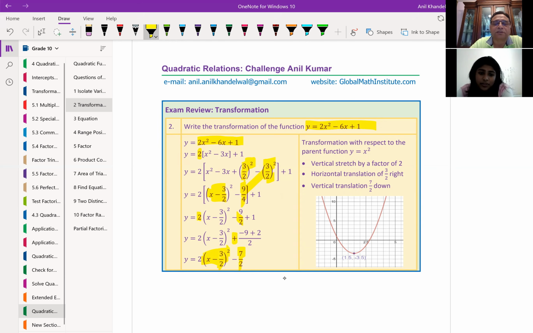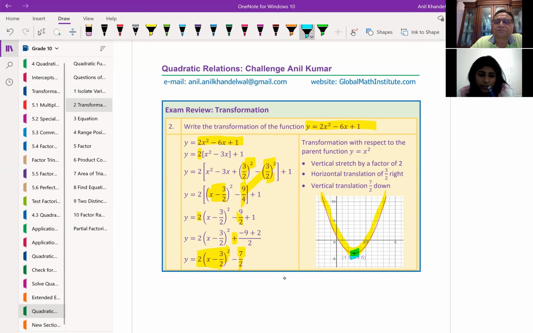Perfect. Now, can you explain the transformation? So, yeah, I would start by doing a quick sketch just so I can get an idea in my head. Correct. So we know the turning point is at 3 over 2 and minus 7 over 2. And then we know the intercept is at, well, you just sub in x is 0 into the equation and find your y-intercept, and then just quickly do a rough sketch.